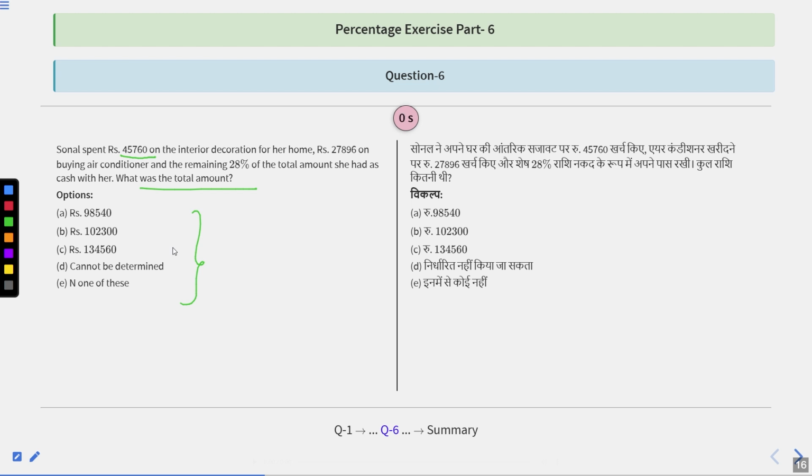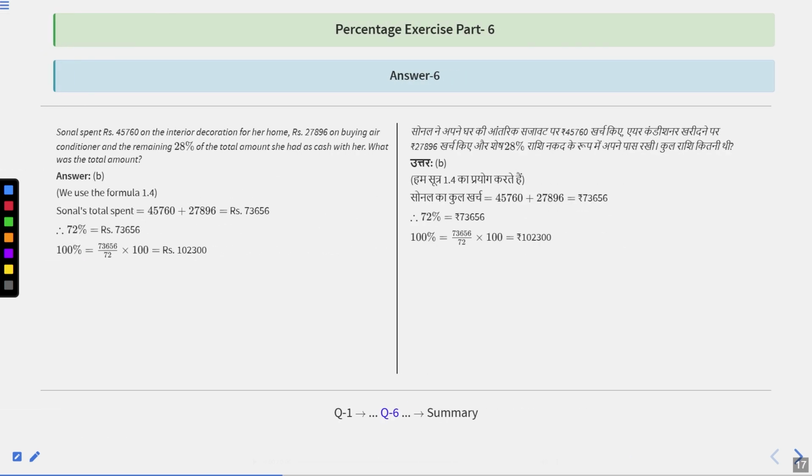Now time's up. Let's see the solution. First, we add the amount she spent on interior decoration and air conditioner. So it becomes 73,656, which equals 72%, because the question says she has the remaining 28%. So she spent 72%, which is 73,656. So what will be the 100%? If she spent 72%, then 73,656 divided by 72 multiplied by 100, which is 1,02,300. B is the correct answer. Next one.